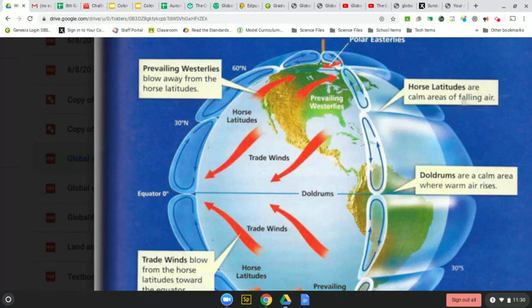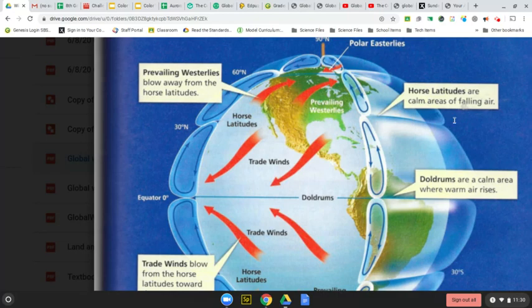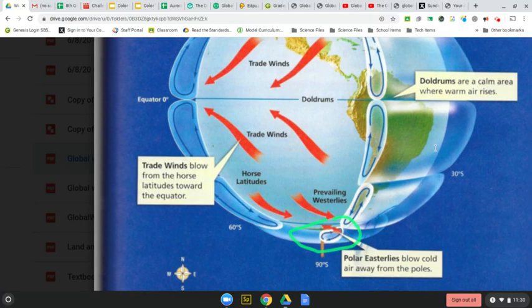Another area of calm winds are the horse latitudes, which is at 30 north. Okay, I'm going across with my mouse pointer right now. 30 north is a horse latitude. And we also have a horse latitude down here at 30 south. Okay, this is again where air meets, but it's very calm there at these horse latitude areas.